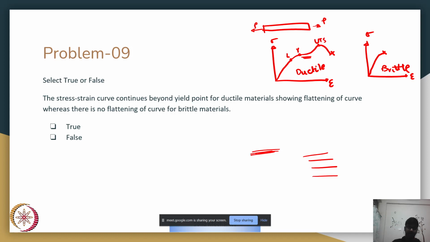Yes, brittle materials will just break. They'll expand to a particular point and then they'll just break, like a chalk.